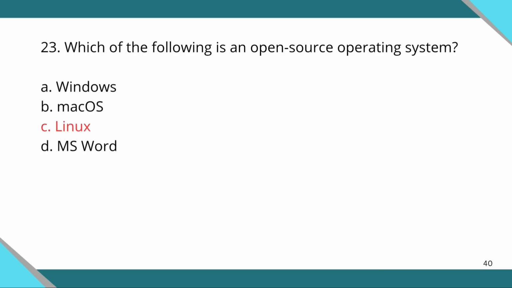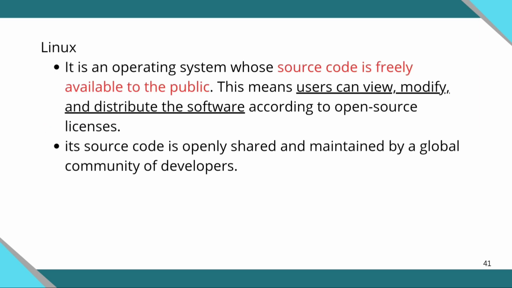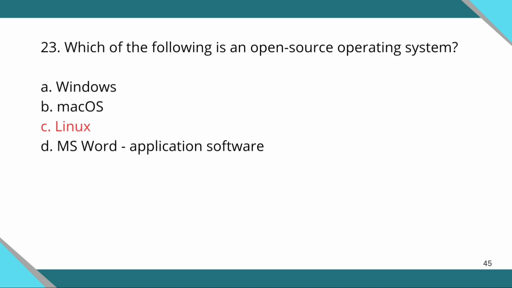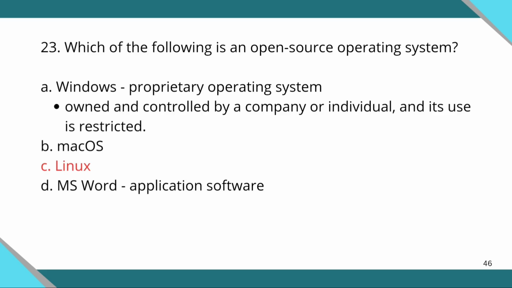The correct answer is letter C. Linux. It is an open-source operating system whose source code is freely available to the public. This means users can view, modify, and distribute the software according to open-source licenses. Its source code is openly shared and maintained by a global community of developers. While the MS Word is an application software, the Windows is a proprietary operating system, which means it is owned and controlled by a company or individual, and its use is restricted. And lastly, Mac OS is a proprietary operating system also.